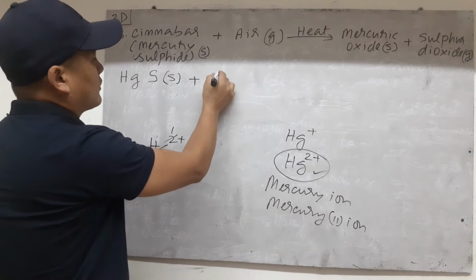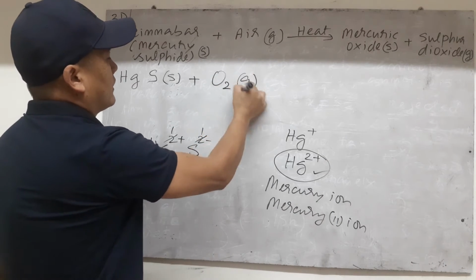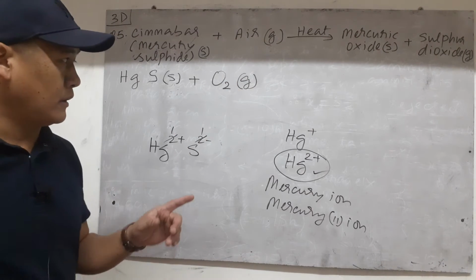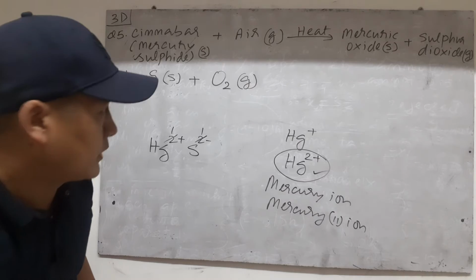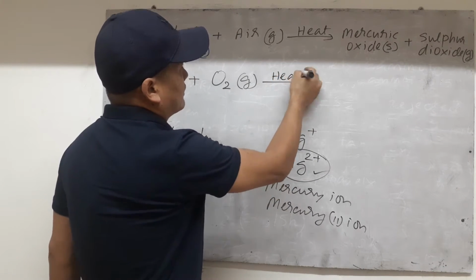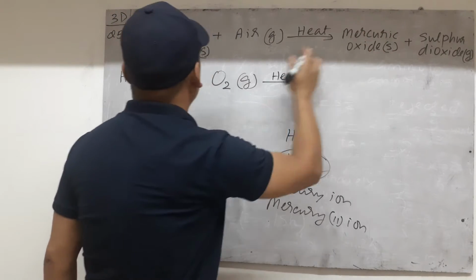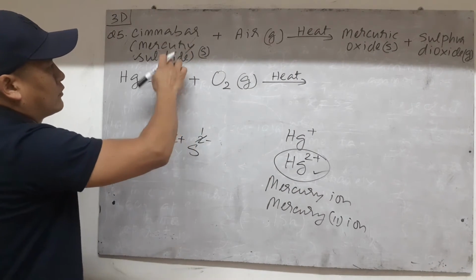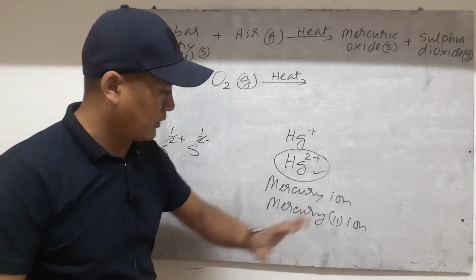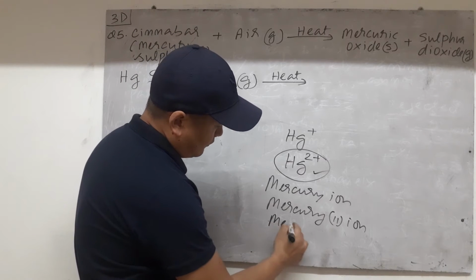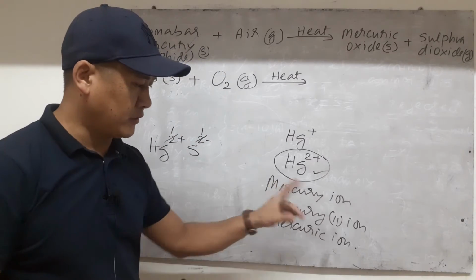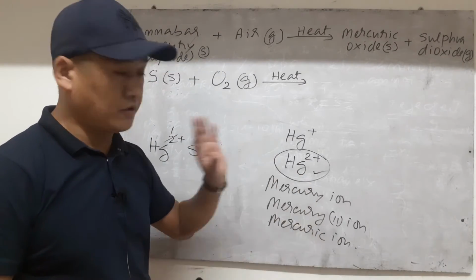Plus air, we know, is oxygen, so O2, gaseous. Since it's given in the question paper as gas, it's good to write it, especially when it's given on the question paper, even though that's not so strict. Write the condition of the reaction above it as mentioned in the question. And mercuric. Now mercury sulfide or mercuric sulfide is the same, because mercury ion or mercury 2 ion is also called mercuric. There are 3 names for this mercuric ion.